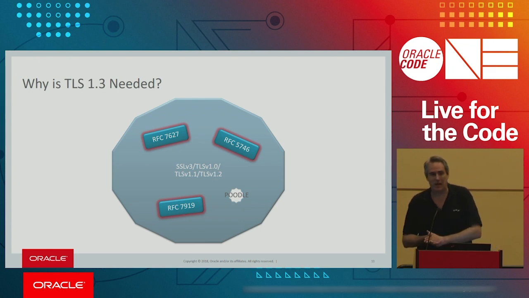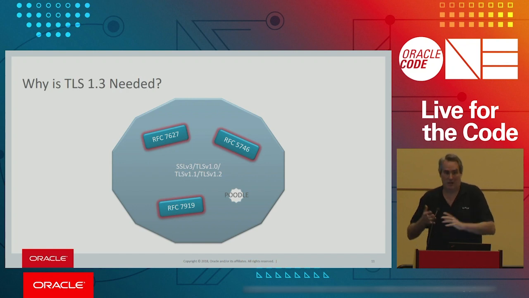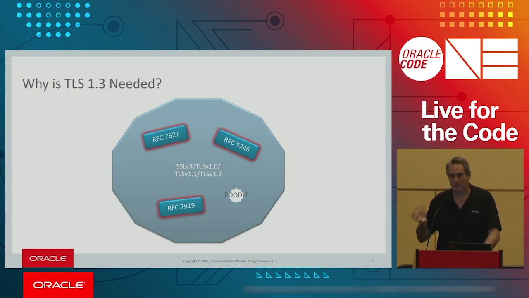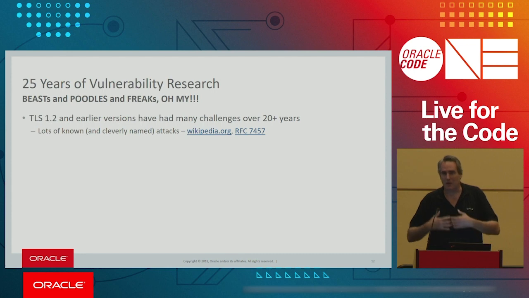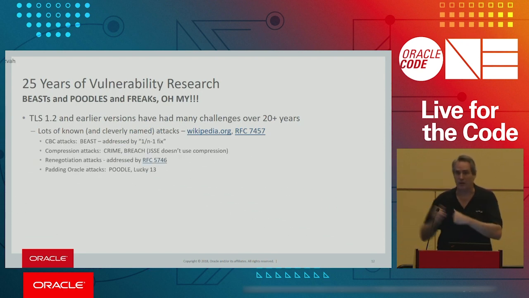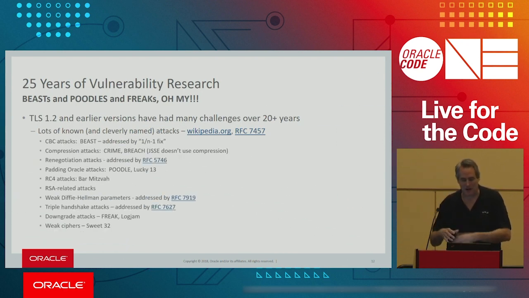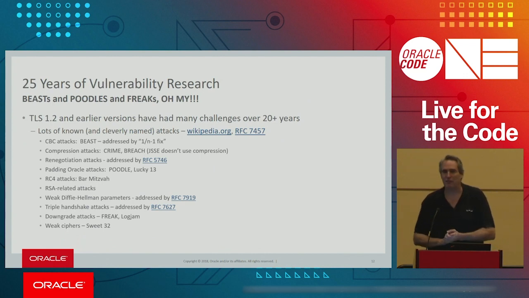And Poodle is a vulnerability that, for at least SSL version 3, we couldn't fix, because there was nothing we could do to have an RFC that would fix it using extensions. So after 25 years of vulnerability research, beasts and poodles and freaks, oh my, they decided that it's really time that we need to update this protocol. And there were lots of really fun named attacks. I'll just throw out a whole bunch of them here just to overwhelm you really quickly. So there was BEAST, CRIME, BREACH, POODLE, Bar Mitzvah, FREAK, Logjam, Sweet32, just lots of fun stuff.